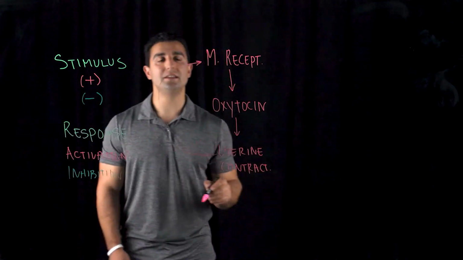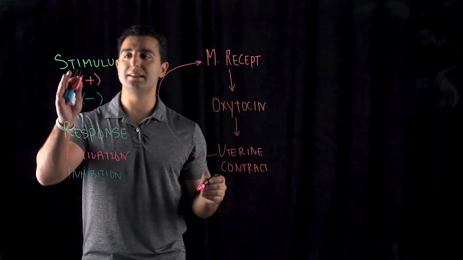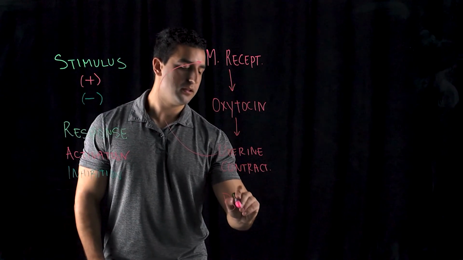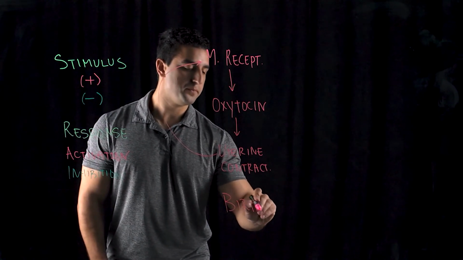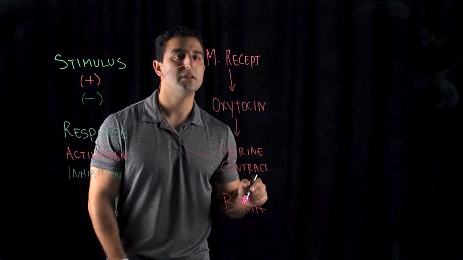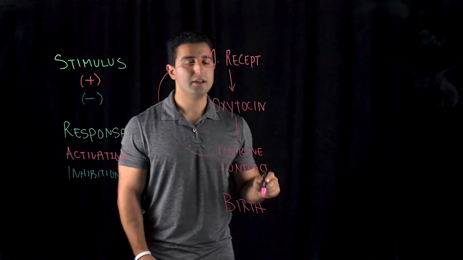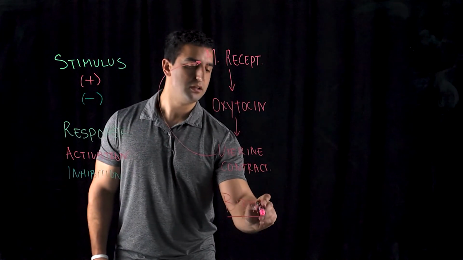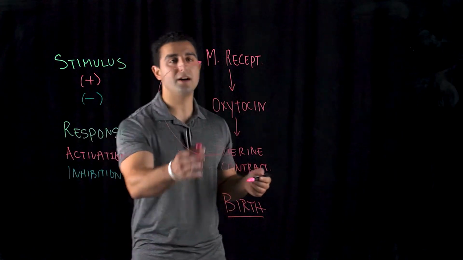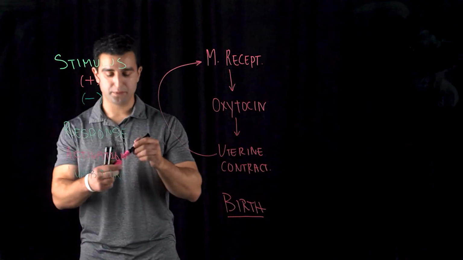Until when? When do you think this stops? When do you think there's an inhibition of a positive feedback loop? Birth, right? So whenever the baby is born, there is no more stimulation on these mechanoreceptors, right? So lack of this stimulation leads to the inhibition of oxytocin release. So this is the positive feedback loop that we're looking at here.